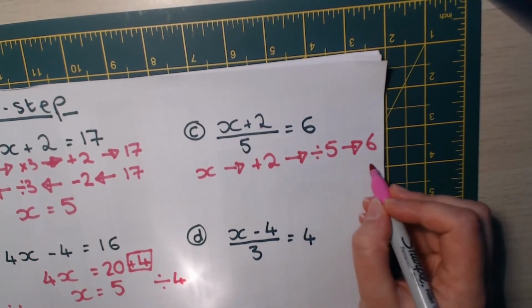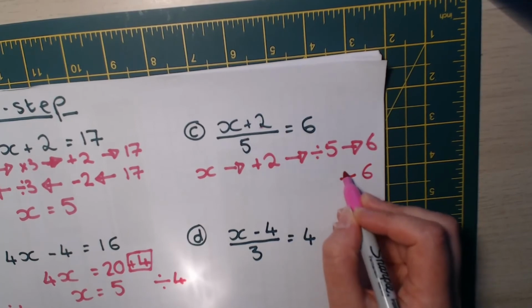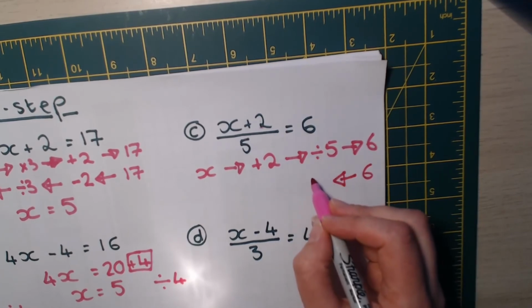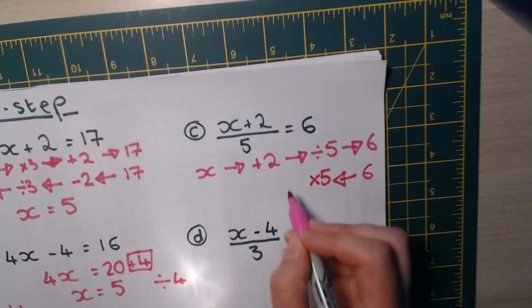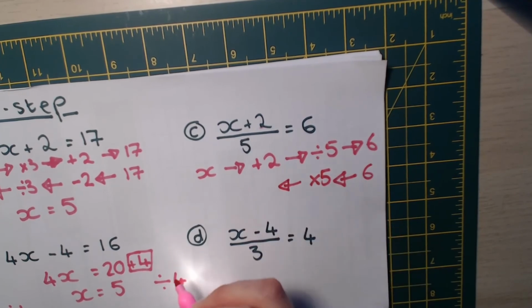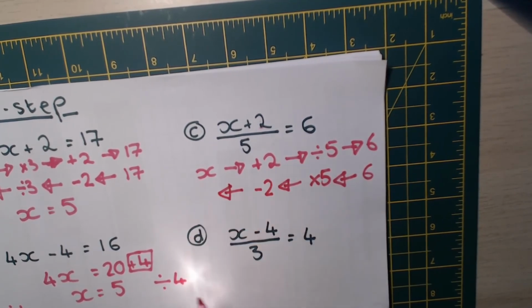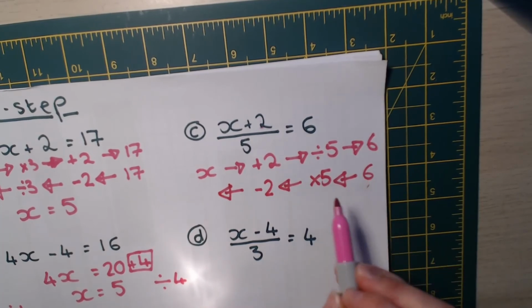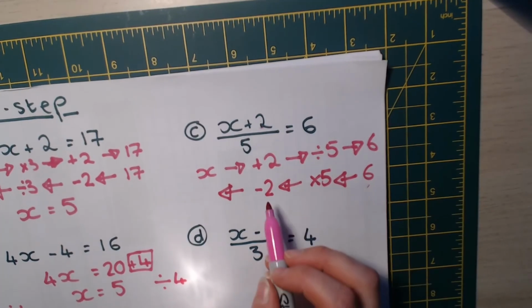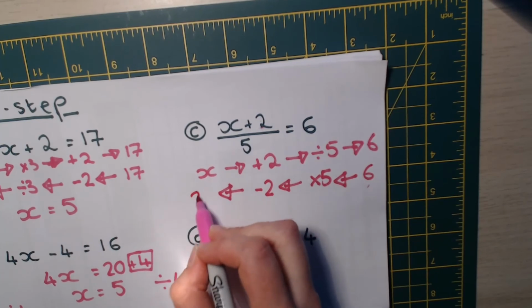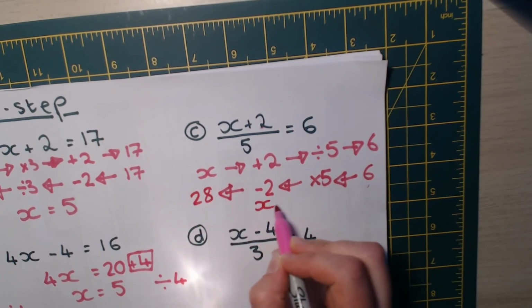So let's go back the other way. So 6 goes in. The inverse of divide by 5 is multiply by 5. The inverse of add 2 is subtract 2. And out of that should come what x is. So let's see. 6 multiplied by 5 is 30. Subtract 2 is 28. x equals 28.